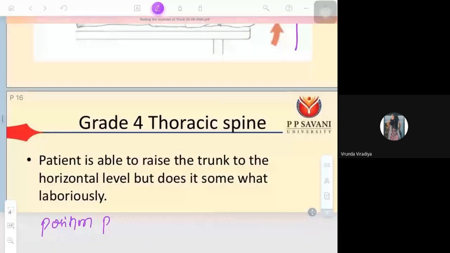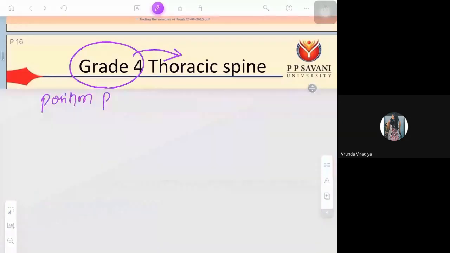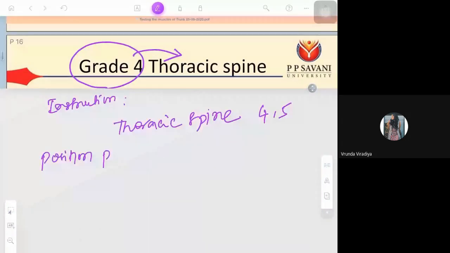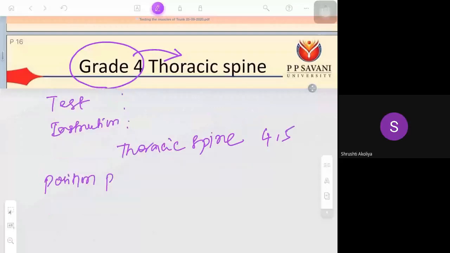And what is grade 4? The patient is able to raise the trunk to horizontal level, but does it somewhat laboriously, that is with difficulty. If he is doing it with difficulty, then you will grade 4 for the thoracic spine. Any doubt? Yes or no? No, sir.